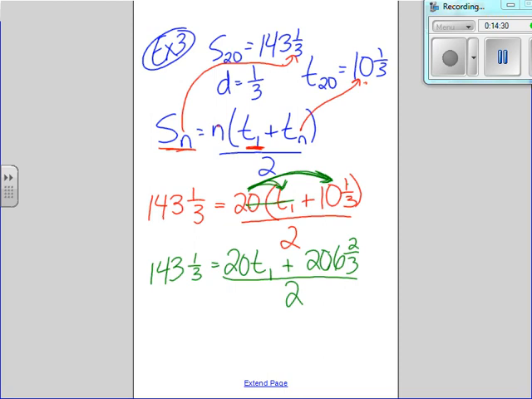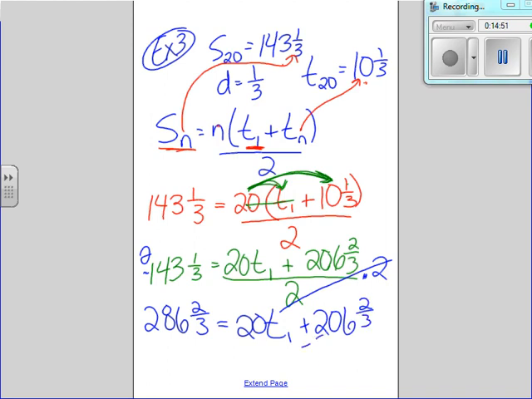All right, so first step is to get rid of this 2. So I'm going to multiply both sides by 2. That crosses out. I've got 2 times 143 and 1/3, which ends up as 286 and 2/3. You can check that out. I'm going to assume that you know how to do that.